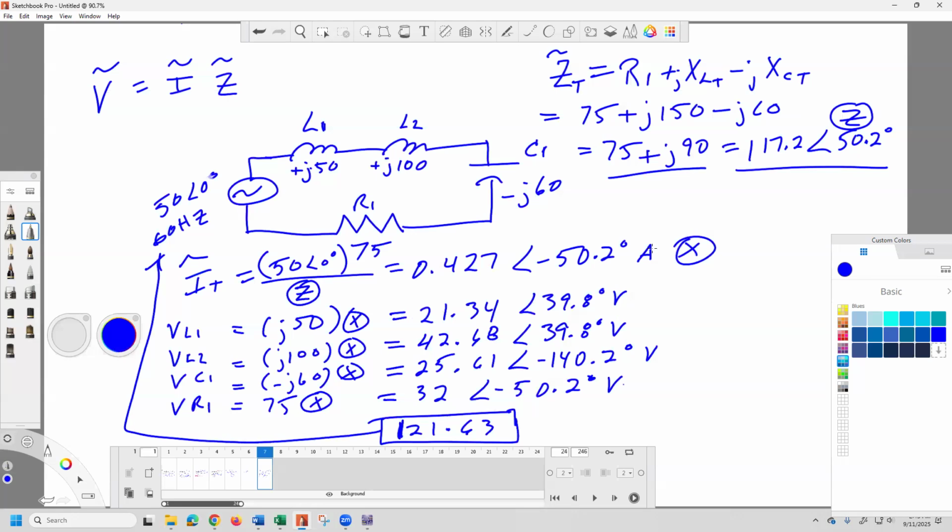So let's go. I'm just going to type the numbers in. 21.34 angle 39.8 plus 42.68 angle 39.8 plus 25.61 angle minus 140.2 plus 32 angle minus 50.2.